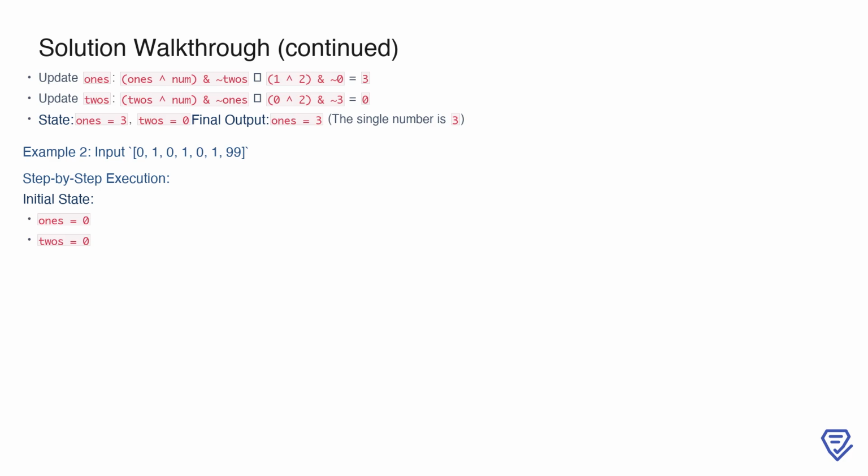When we encounter 1 again, ones is updated to 0, and twos becomes 1, showing that 1 has now been seen twice. For the next 0, ones stays 0, and twos remains 1. Another 1 resets both ones and twos to 0, as this is the third occurrence of 1. Finally, when we reach the last number, 99, ones becomes 99, and twos stays at 0. This means the single number in this array is 99.